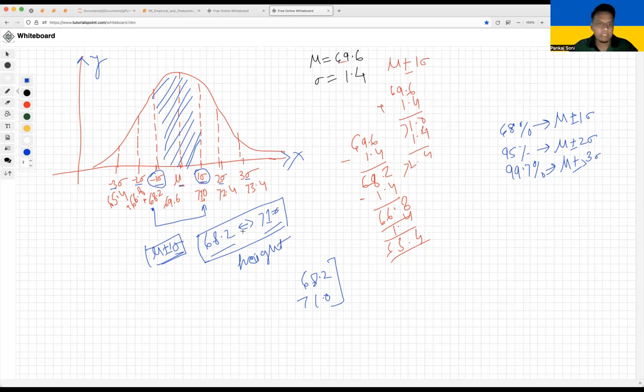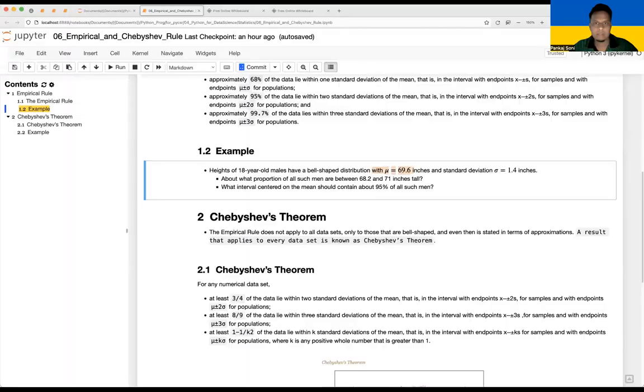So this part is clear, right? Now let's go ahead and understand the other part. They're now asking what interval centered on the mean should contain about 95% of all such men. This is the beauty of standard deviation. They are telling us the total quantity, the total proportion, and asking what interval centered on the mean should contain about 95% of all such men.